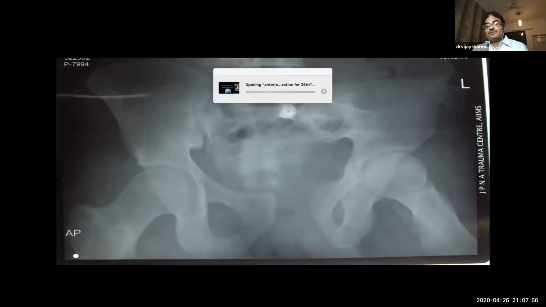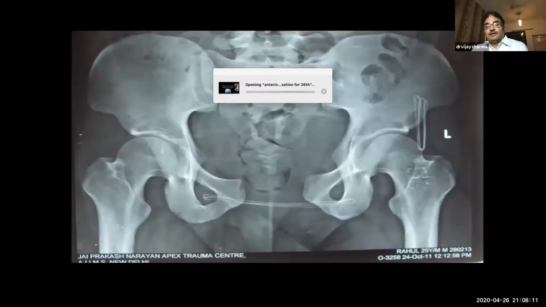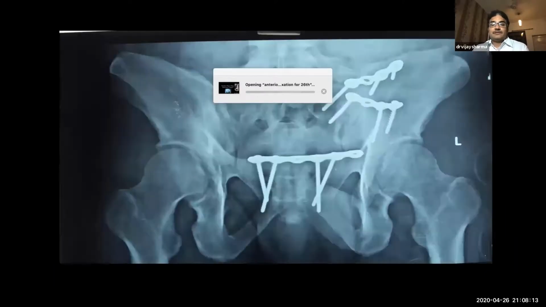Another good thing is, when you stabilize the pelvis anteriorly, whenever you are doing open and percutaneous fixation of the pelvis, it's better to do the open one first. If you reduce the pelvis anteriorly, obviously your SI joint will become reduced and you can do a percutaneous fixation. So this is another example of fixation.